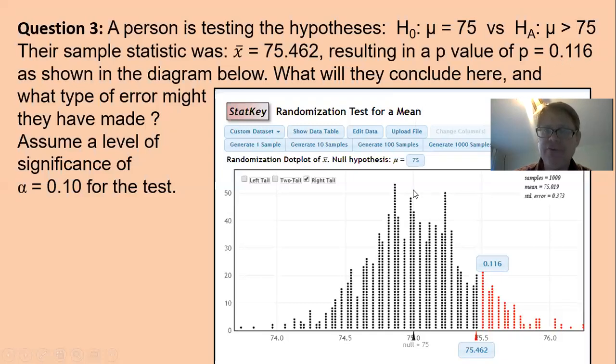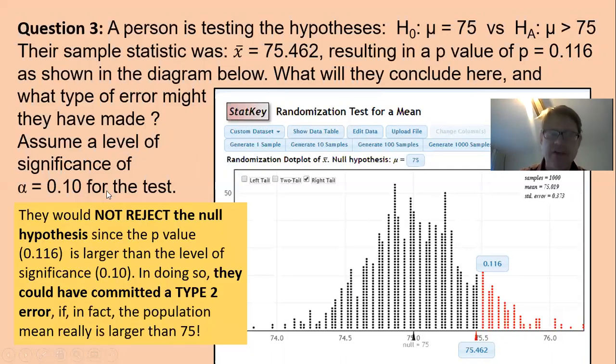So the question is, given those results, given this sample mean and given that p-value, based off of our randomization distribution, what should we conclude and what type of error might we have made in drawing that conclusion? And we're told that we're supposed to assume a level of significance of 10% for the test. We can see the results there that have just appeared on the screen. In this case here, the p-value of 0.116 is larger than the significance value of 0.10. It's a little bit more than 1% higher.